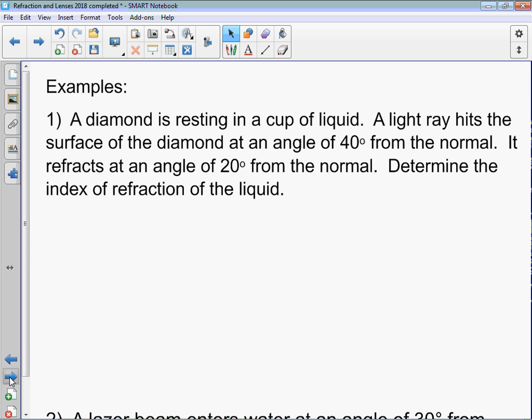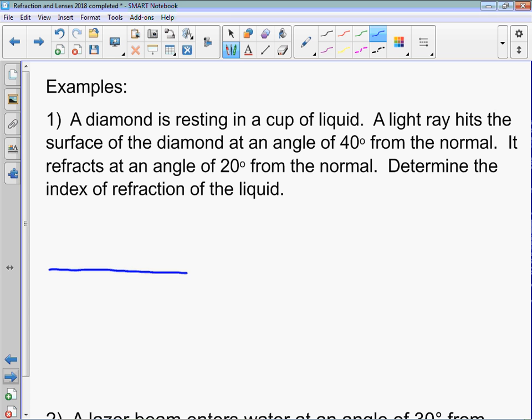So here's an example. We've got a diamond resting in a cup of liquid for some reason. A light ray hits the surface of the diamond at an angle of 40 degrees from the normal and refracts at an angle of 20 degrees from the normal. So we want to know the index of refraction of that liquid. Now, just because it's liquid doesn't mean it's water. So you don't need to get really fancy. You don't need to draw a cup in the liquid and a fancy shaped diamond.